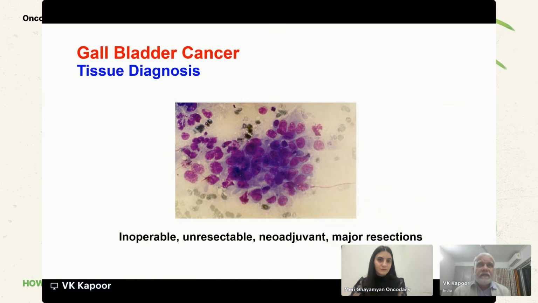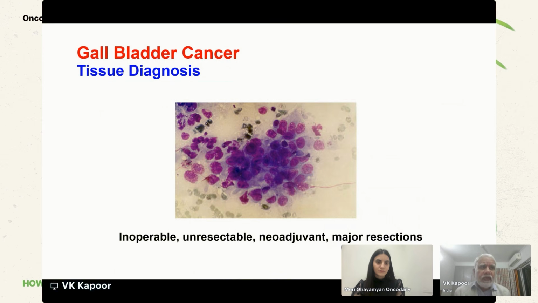So it is recommended that if the disease is resectable and the patient is fit for surgery, there is no need to try to get a tissue diagnosis. The exceptions are if the disease is inoperable, either because of the stage of the disease or the condition of the patient. If at surgery we find it to be unresectable, or if preoperatively it is locally advanced non-metastatic disease and we want to give neoadjuvant treatment, which I will discuss later, then a tissue diagnosis is required.